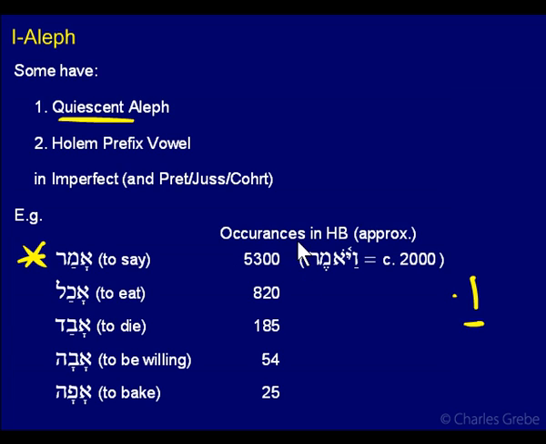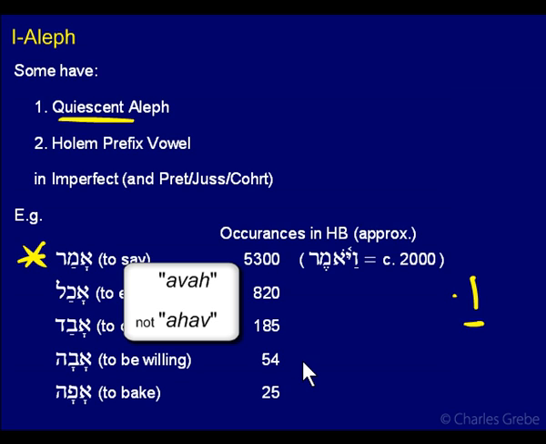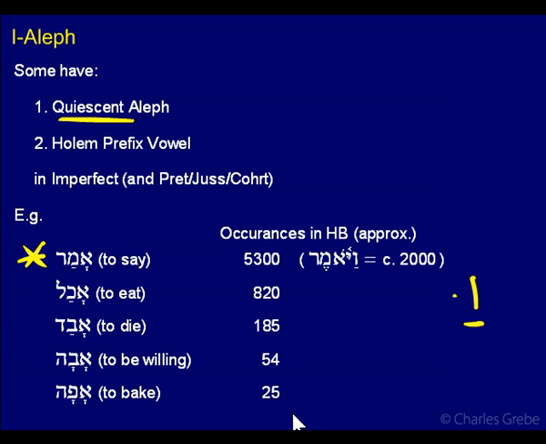So this is the count that I managed to deduce from my software program. Occurrences in the Hebrew Bible, approximately 5,300 of these. So vayomer is certainly one of the most common words in the Bible. And achal, to eat, is another one, 822 of them. In fact, this is the one that Ross has in his paradigm on page 547, achal. And avad, to perish, fairly frequent. Ahav, less frequent, but also follows this pattern with the holum prefix vowel, 54 occurrences, and afat, to bake. So there aren't many verbs that do this, but this one in particular is so very common.